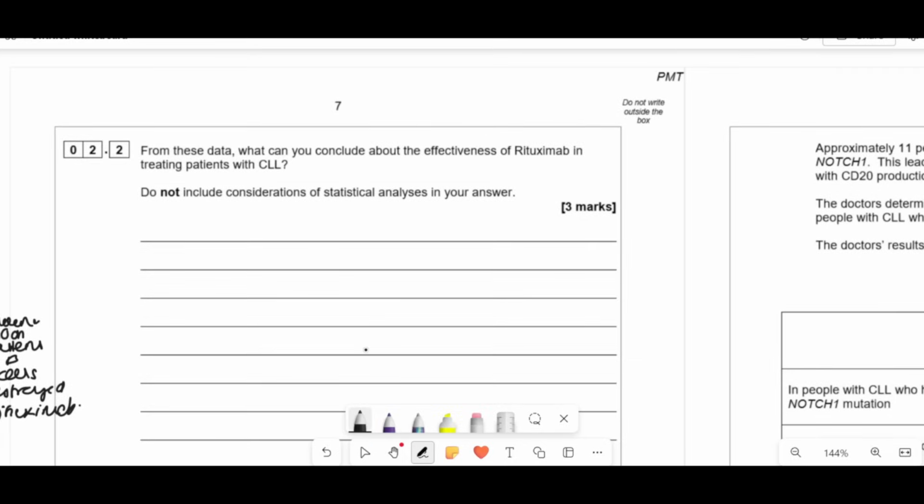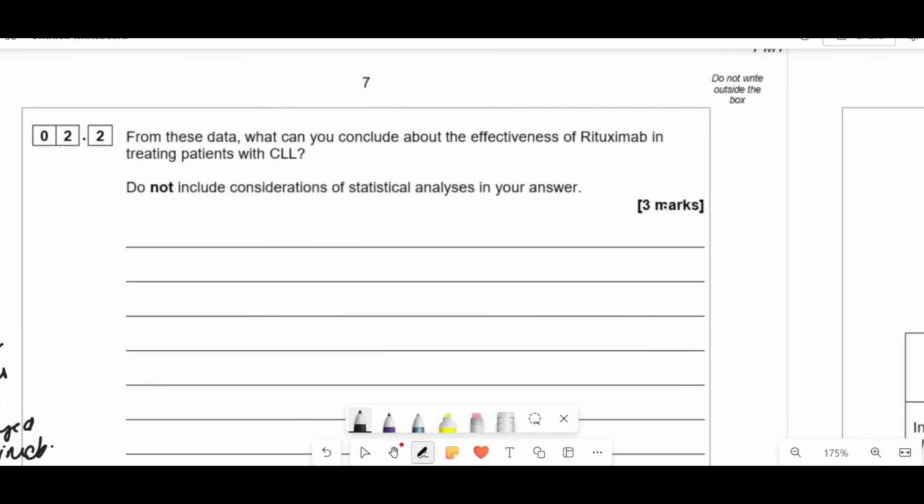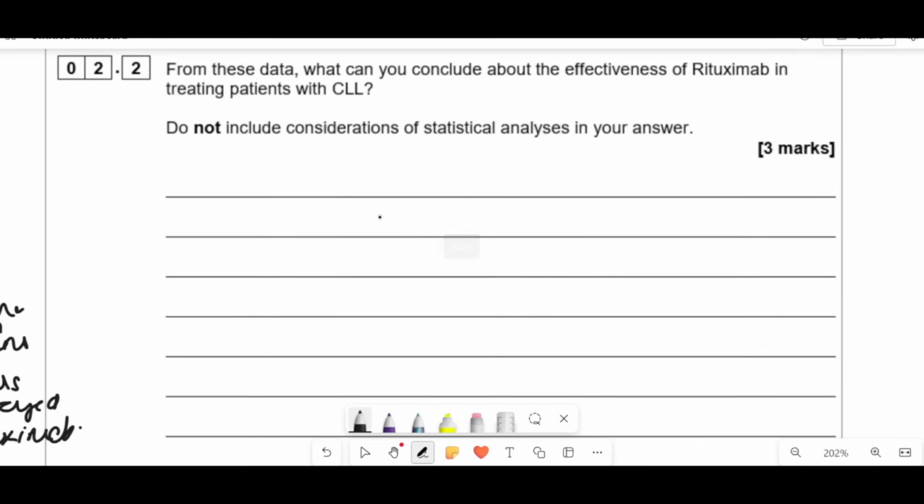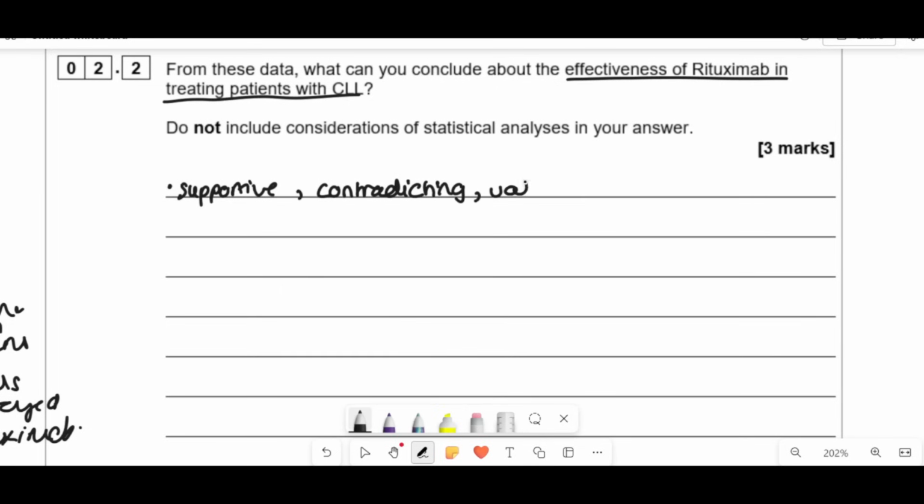coefficient. So now it says, from these data, what can you conclude about the effectiveness of rituximab in treating people with CLL? Do not include considerations of statistical analyses in this. This is essentially an evaluate question. We need to say supportive statements for treating patients with CLL. This is the conclusion they're trying to get you to look at. We need to look at contradicting statements, as in what data goes against saying this is good, and then validity as well. So can I take this and apply it to everyone in the universe? Is my research actually answering the right question?